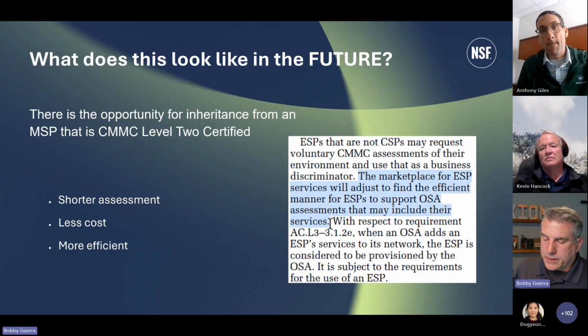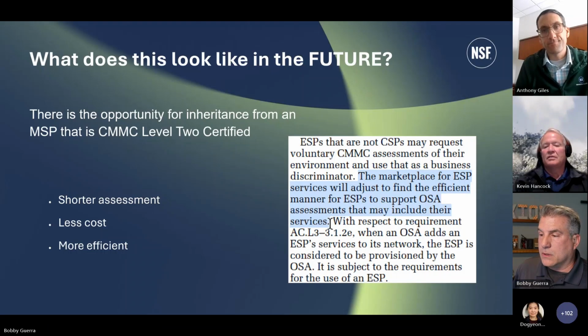Yeah, and don't hear what I'm not saying. What I'm not saying is that the MSP doesn't have to show up to the audit. I'm not saying that. But what I am saying is, I believe that this sentence that we have highlighted in blue provides the possibility that MSPs can start having conversations with C3PAOs and start forging the way to have a shorter assessment that involves less cost and is more efficient because of the fact that they've already been assessed at a level 2.